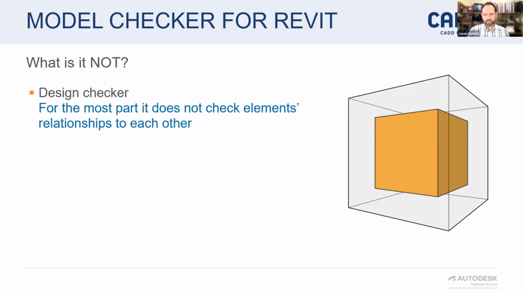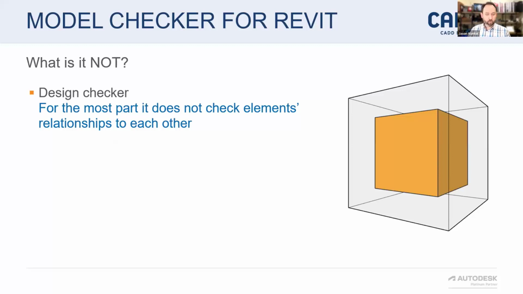For the most part, it is not going to check relationships between elements. There's a little bit in there where you can drill into host elements and look at parameters of those compared to the element itself. But this is not a design checker. This is not looking for clearances. This is not going to make sure all your hallways are 8 feet wide. It's not going to make sure every room that's called office has the proper number of egresses.